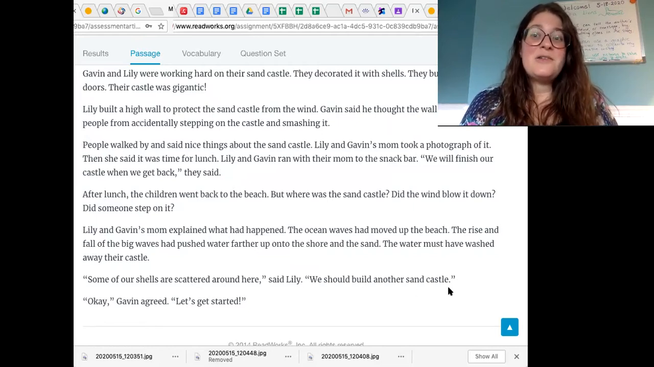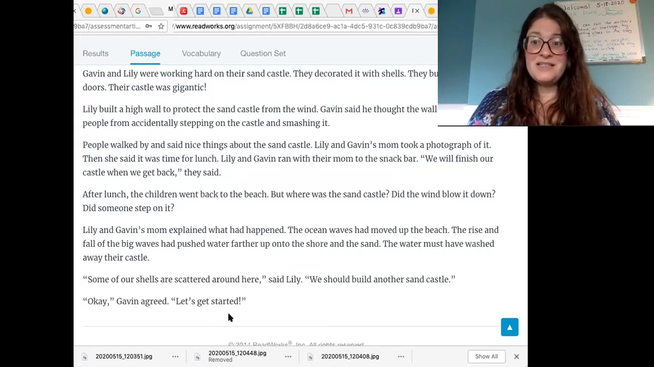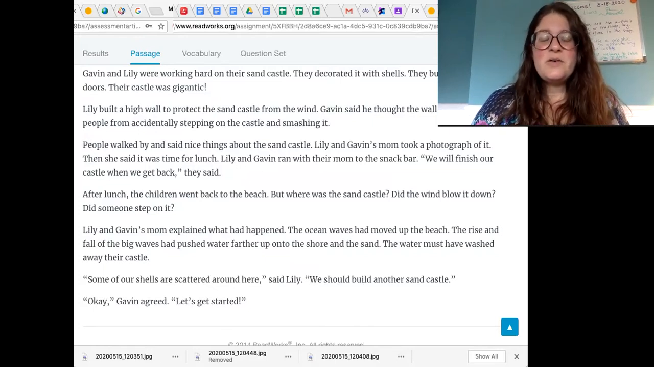Let's build another sandcastle. And Gavin agrees and he gets right in there and says, let's get started. So I think that those are the clues that show the theme of perseverance, sorry. And that it's important to try hard and keep working even when maybe you don't have success the first time. Kind of like how I did, messing up the way to say perseverance.